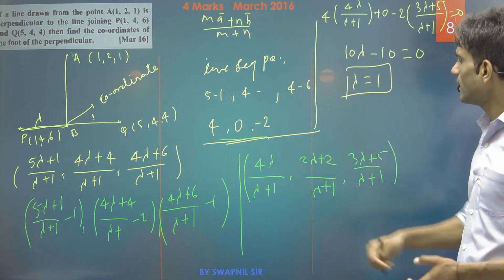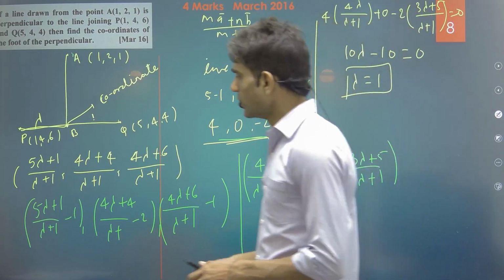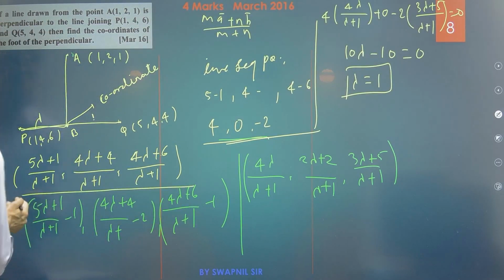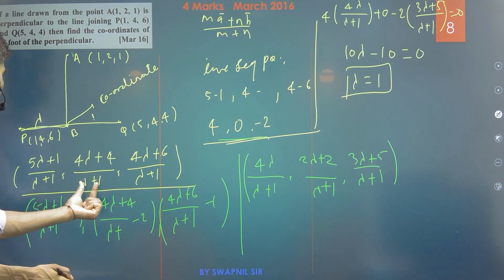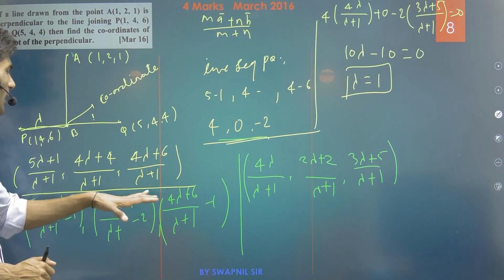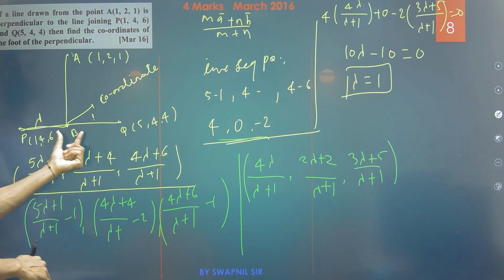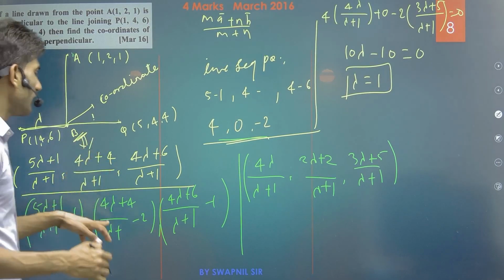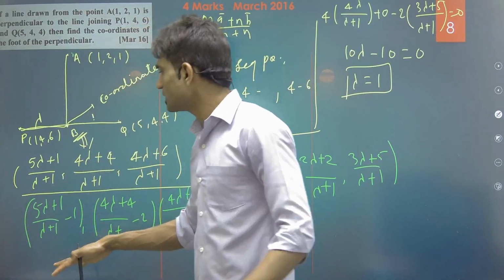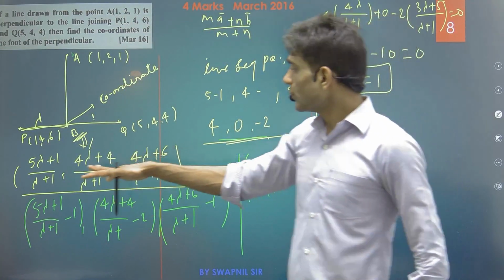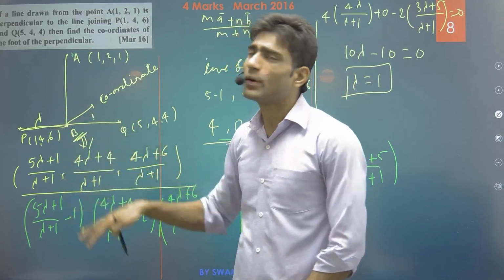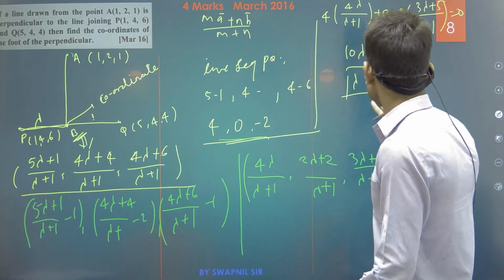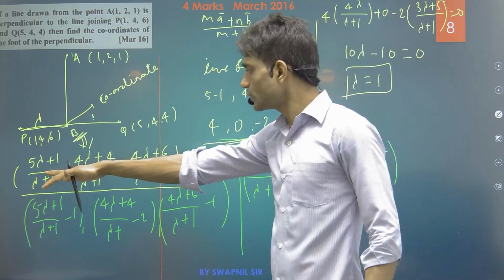Put that lambda here in our given direction value. The values which we have here: 5 lambda plus 1 over lambda plus 1, 4 lambda plus 4 over lambda plus 1, and 4 lambda plus 6 over lambda plus 1. Substitute lambda here, you will get the coordinates for our point B. You don't have to substitute in the other equation, because we want the coordinates for the foot of our perpendicular. Put the value lambda equal to 1 here everywhere, so we will get the required answer.